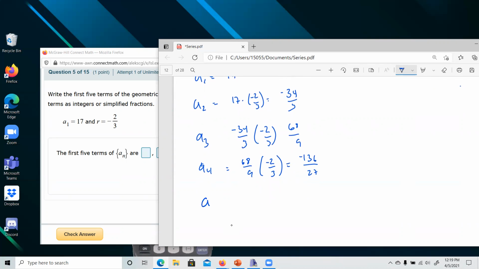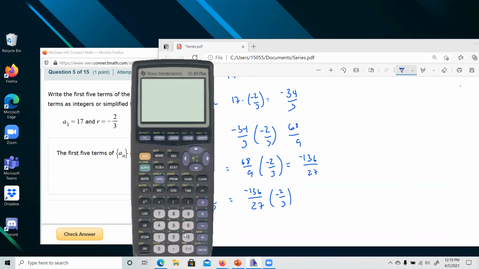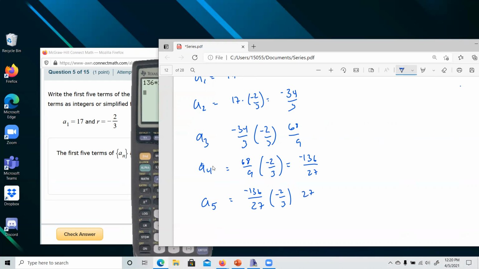Okay, so let's see, that's going to be 136, I think, over 27. And then A5 is going to be, I'm not going to do this one in my head. There's not going to be a good way to do that. Negative 2/3. And then we're going to say something clever like 136. Come on. 136 times 2 is 272 over 81. Okay. So there we go.